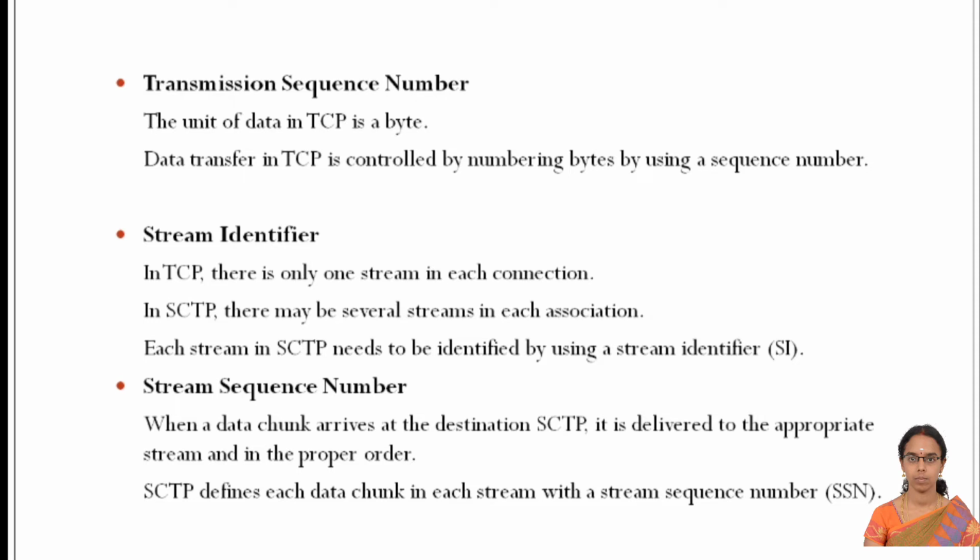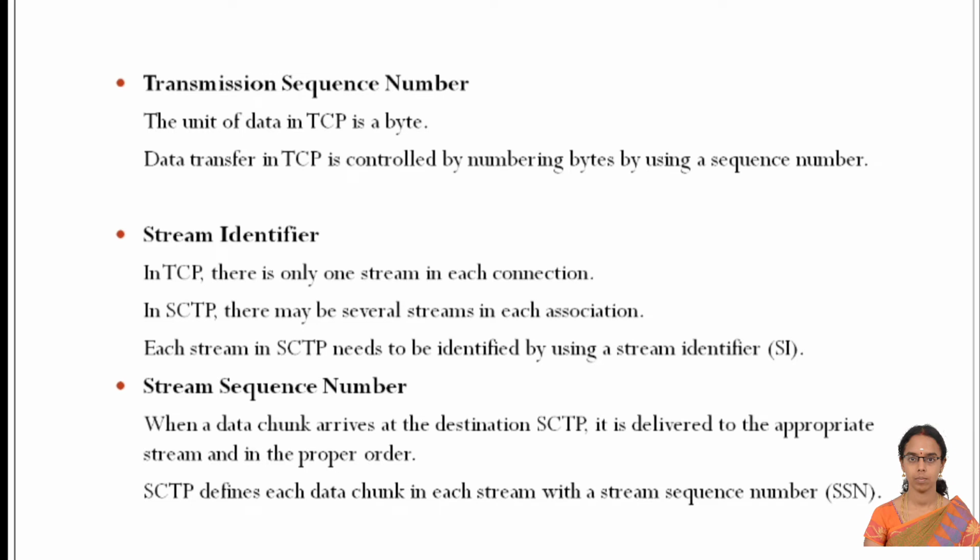Then a stream identifier. Since we have multiple streams in SCTP, each and every stream is identified by a stream identifier. In each stream, multiple packet fragments will be forwarded, and each fragment has its own sequence number. Apart from these two identifiers, we have the stream sequence number.